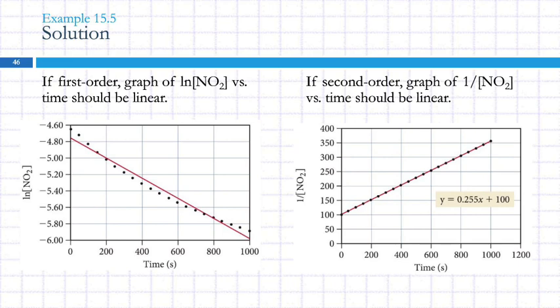What is the rate constant? It's the slope, right? It's this guy right here, 0.255. How would we figure out what the units on that are? We would look at the second order rate law.